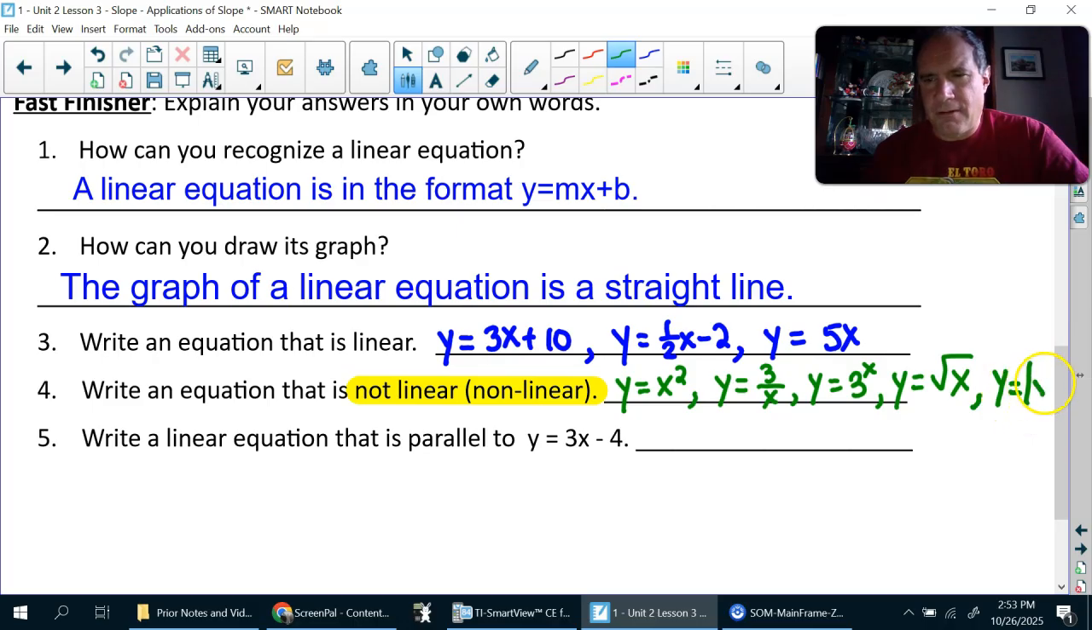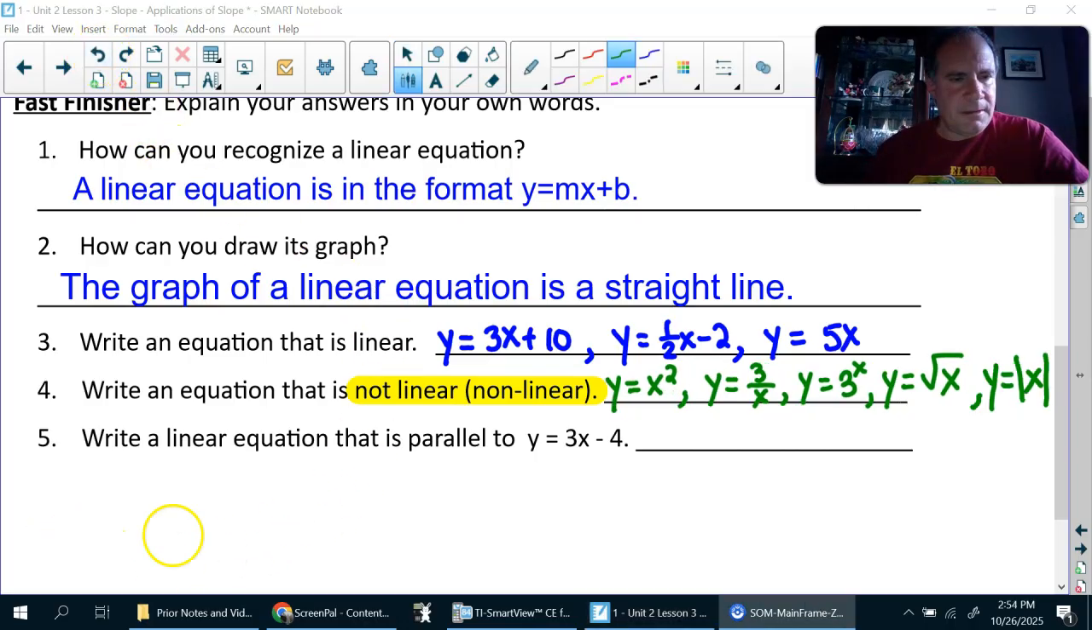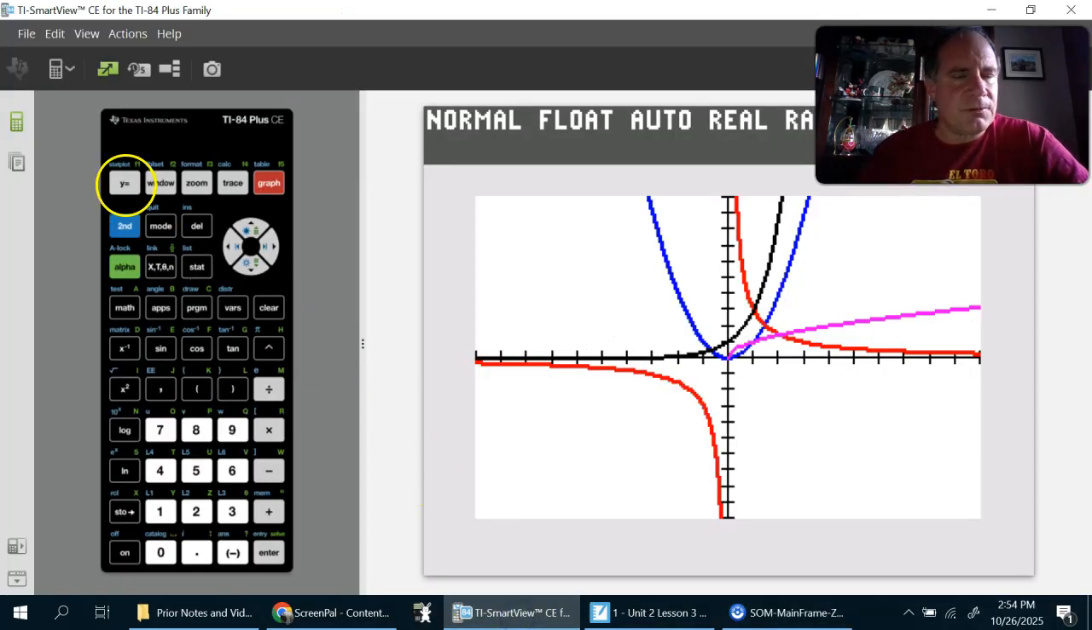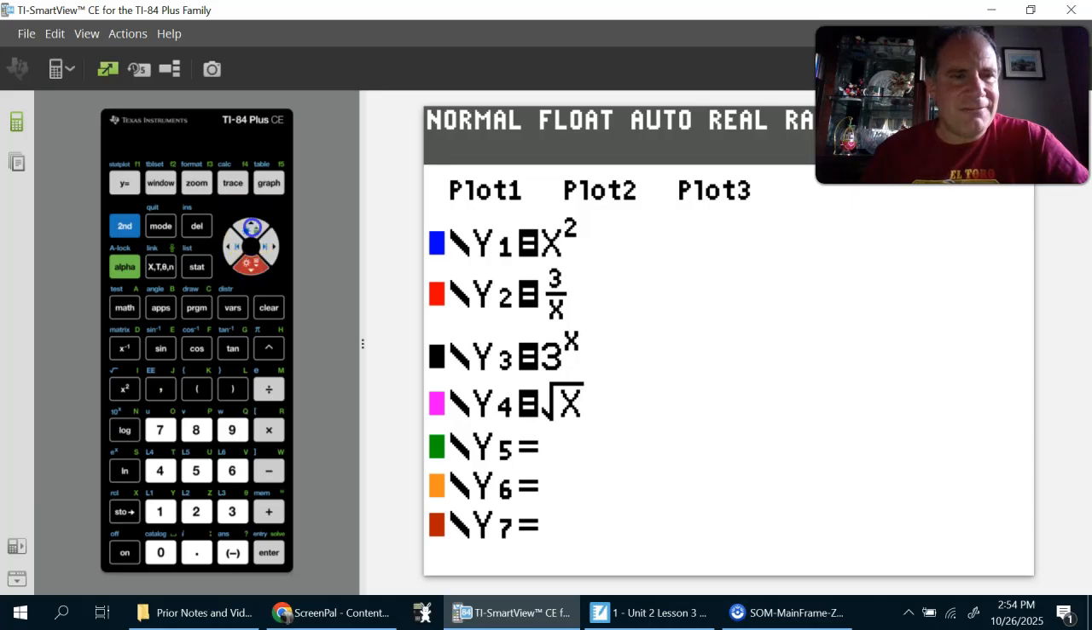And one more, we have y equals absolute value of x. We're going to graph that, hopefully. And I finally got that down there. Y equals absolute value of x. We're just going to bring up the calculator again. Go to Y5, the fifth line. And you notice that there's no absolute value bars anywhere here on the calculator.